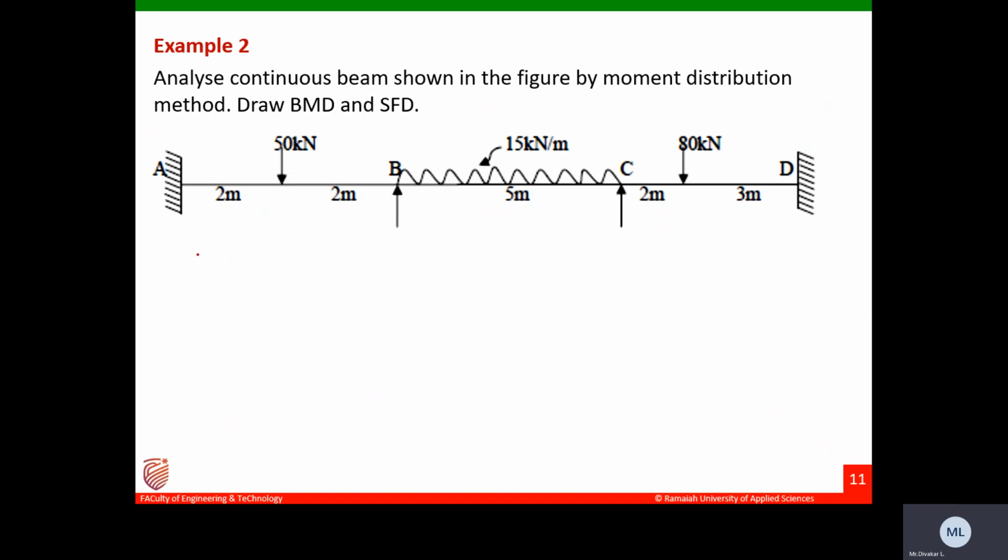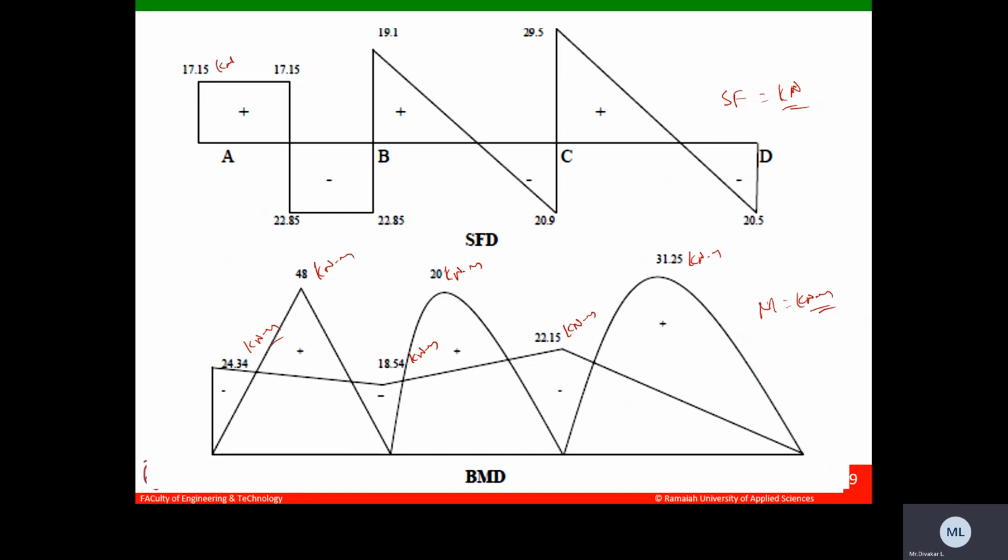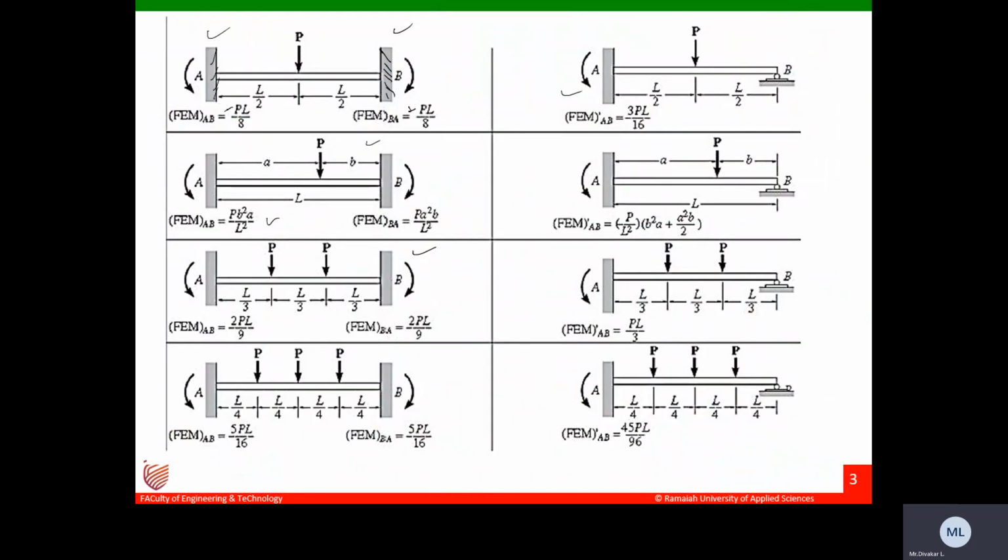As I said earlier, as soon as you see the problem, your first step is to find out the fixed end moments for the given beam. I showed the fixed end moments in the last problem; these are standard cases of fixed end moments.